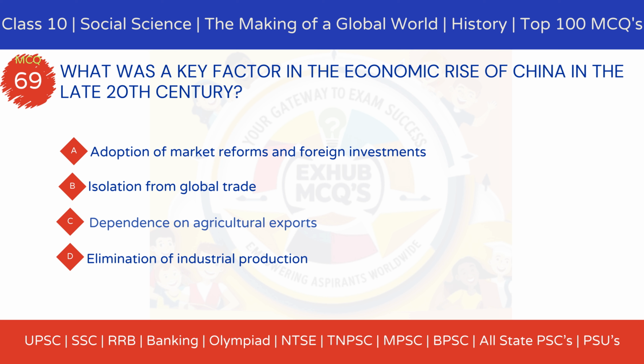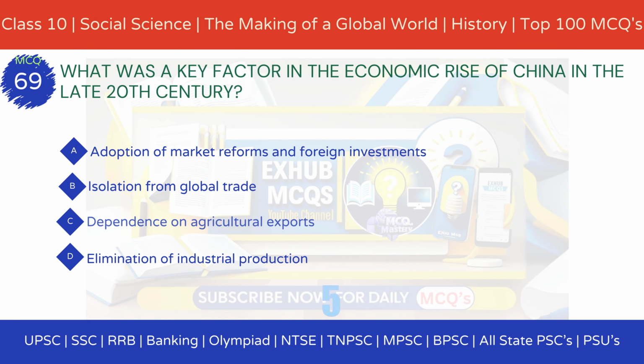Option A. Adoption of market reforms and foreign investments. Option B. Isolation from global trade. Option C. Dependence on agricultural exports. Option D. Elimination of industrial production.